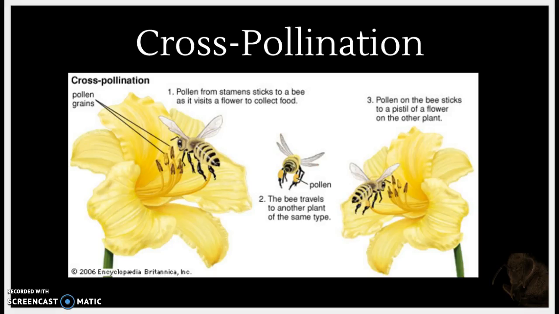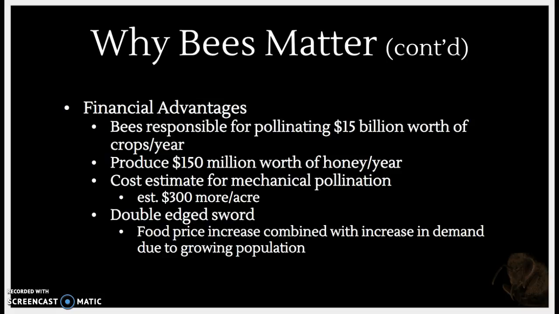This illustration demonstrates the process of cross-pollination, which, according to the Encyclopedia Britannica, is the transfer of pollen from an anther of a flower of one plant to a stigma of a flower of another plant of the same species, of course. Finally, bees are responsible for pollinating close to $15 billion worth of food and $150 million worth of honey every year. There are alternatives for crop pollination if the bees disappear, but they are significantly more expensive.